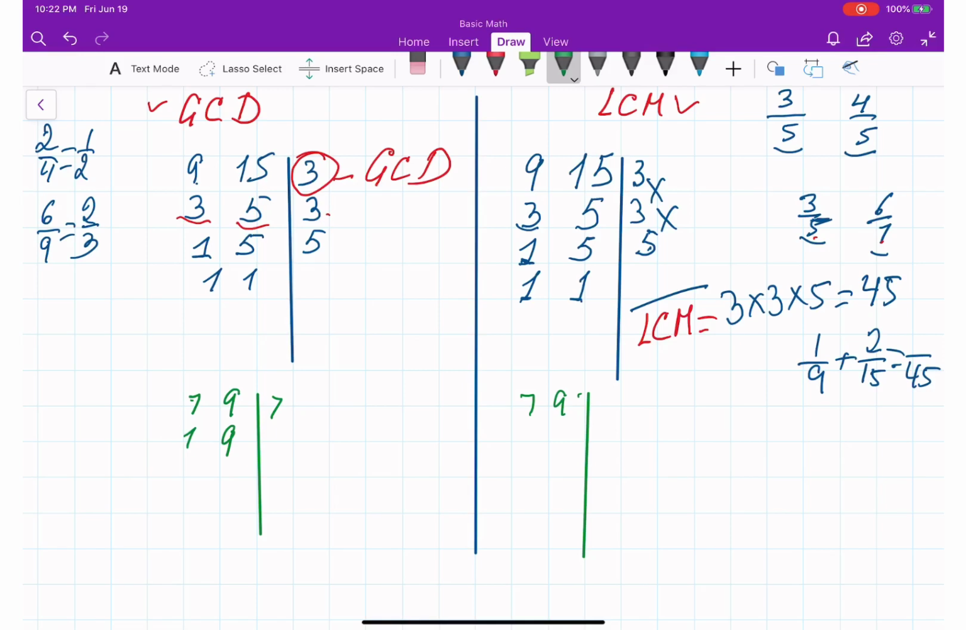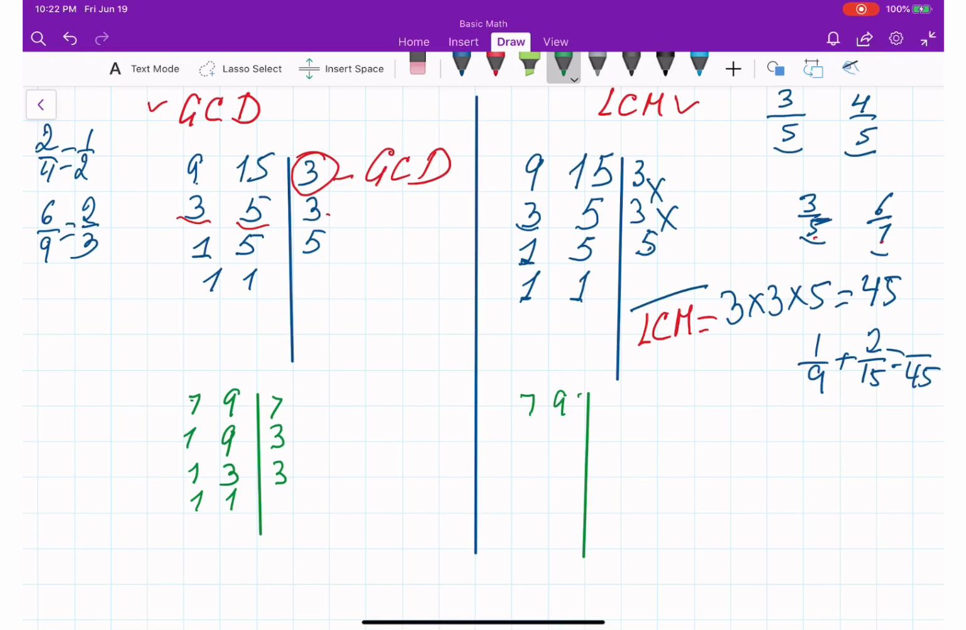Now 9 I can divide by 3, right? So here is 1. Here is 9 divided by 3 is 3. Okay, since here we have 1, 3 we can divide by another 3. And we are getting 1 and 1. So we are done with division because we have 1 for both numbers.